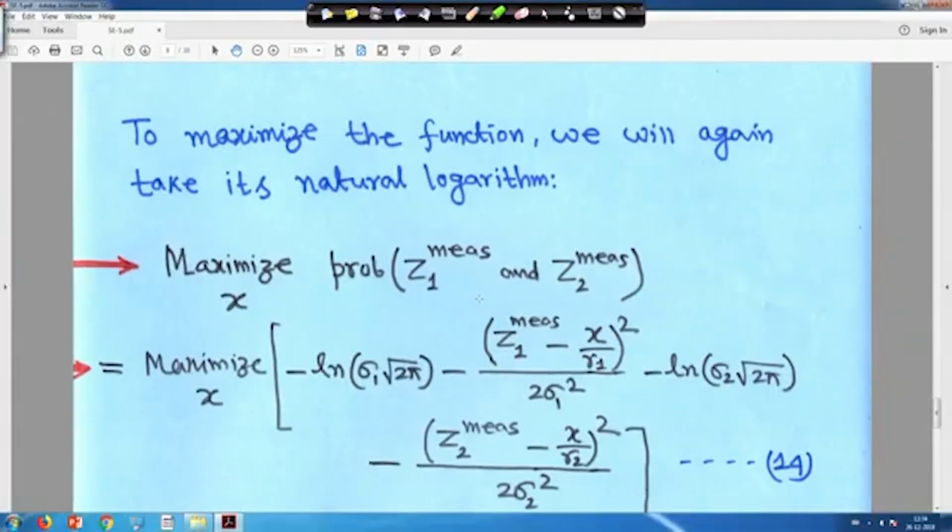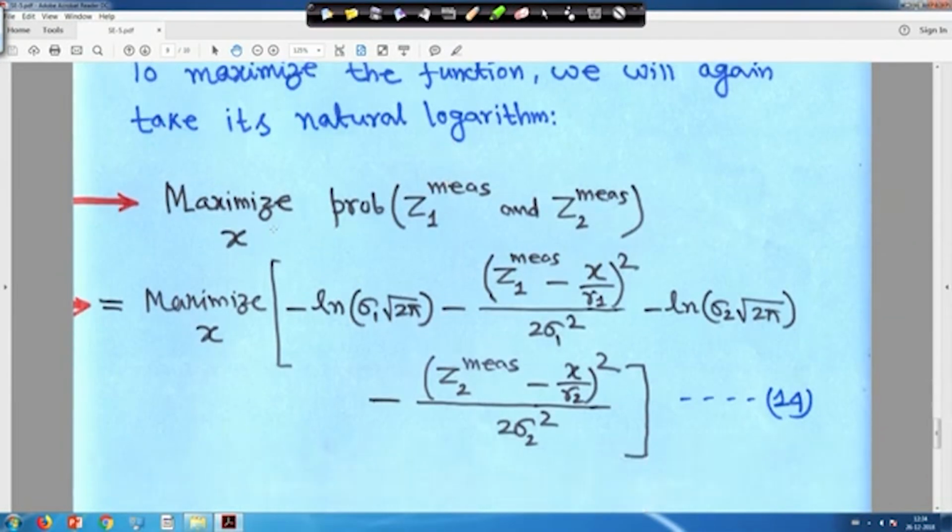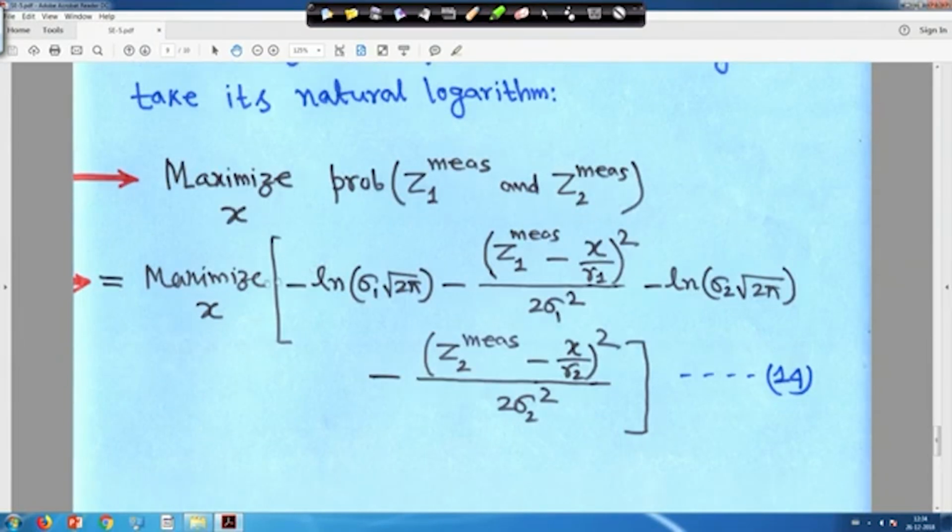Okay, we are back again. So, again we have come back to equation 13. Now, to maximize the function we will again take its natural logarithm, I told you. Therefore, maximize x, that is probability of z1 measure and z2 measure, is nothing but maximize x, that will be minus ln sigma 1 root 2 pi minus z1 measure minus x upon r1 whole square, then minus ln sigma 2 root 2 pi minus z2 measure minus x upon r2 whole square divided by 2 sigma 2 square.